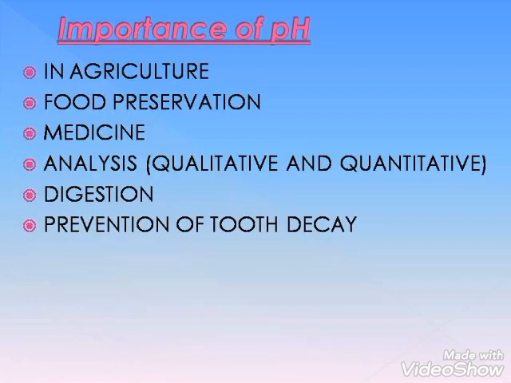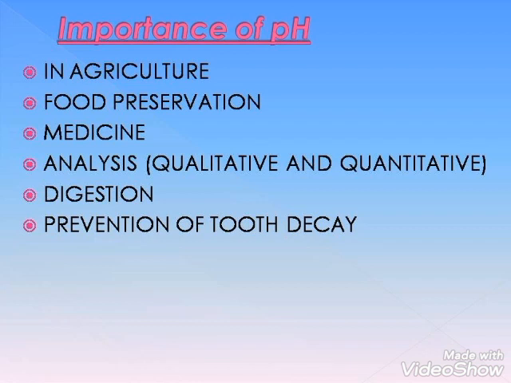So now coming to the importance of pH. Now pH, as we have already studied so many different things about it, is an important tool used in various different fields. First, coming to agriculture, by knowing the pH of the soil, we can check the fertility of the soil, and the plant which can grow in a particular pH can be decided.